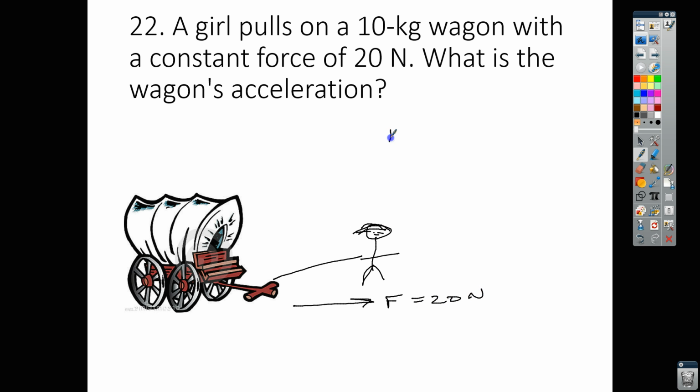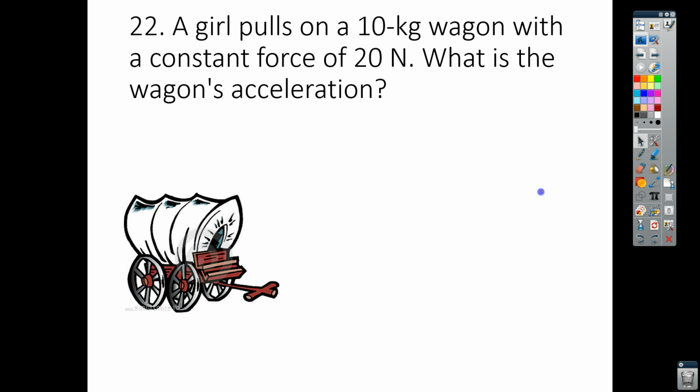I know that force is equal to mass times acceleration. We know the force is 20. We know the mass of the wagon is 10. So we want to find the acceleration, and at this point we can do our math and find out the acceleration is 2 meters per second squared. Next one is number 23. So we'll go on to number 23.